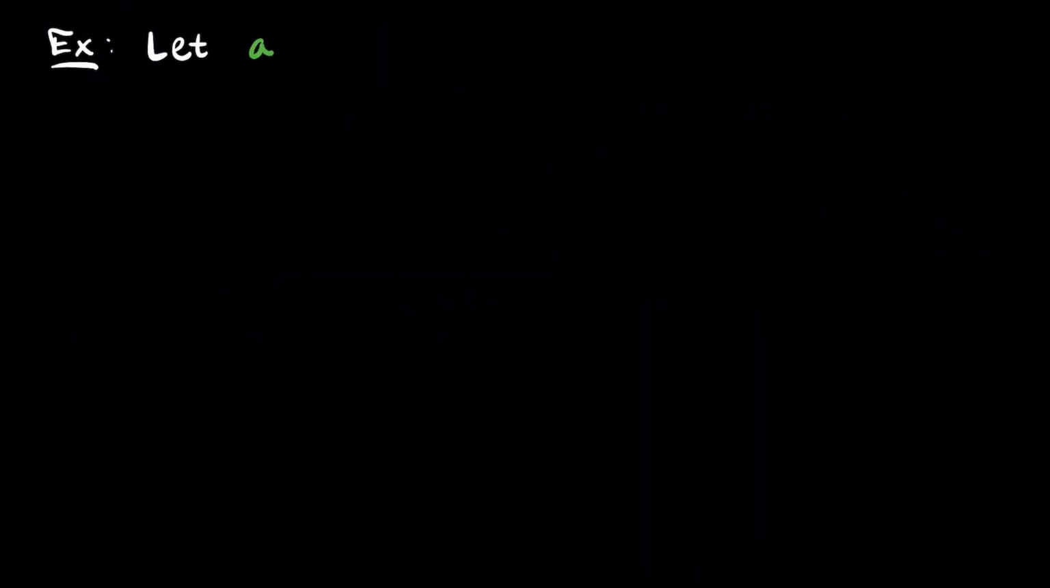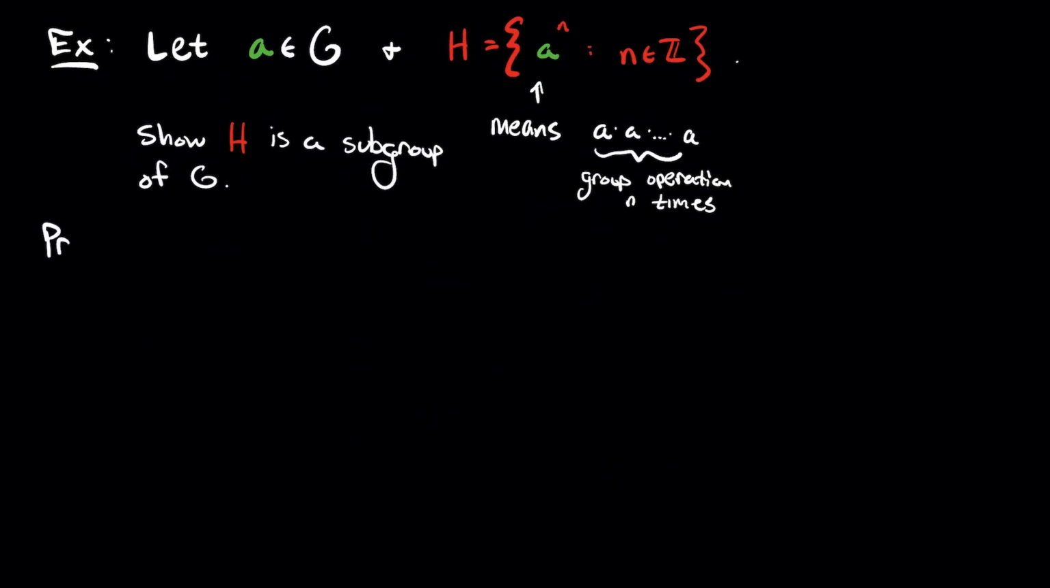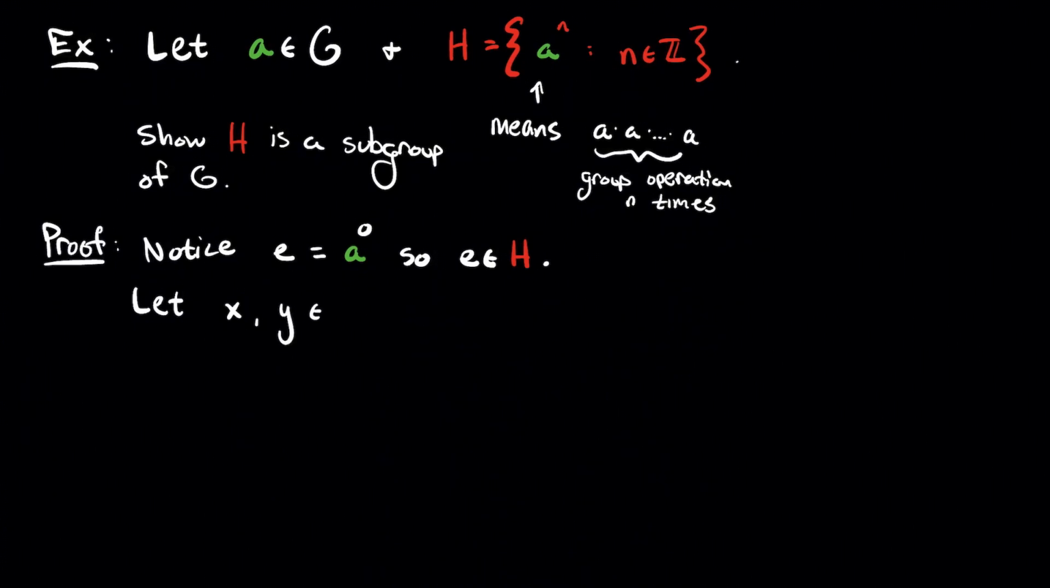We'll use this alternative test to show that if we fix an element A of a group and look at all of its quote-unquote powers, that forms a subgroup. First, we need to demonstrate that H is not empty. Well, notice the identity is A to the 0, so the identity is in H.